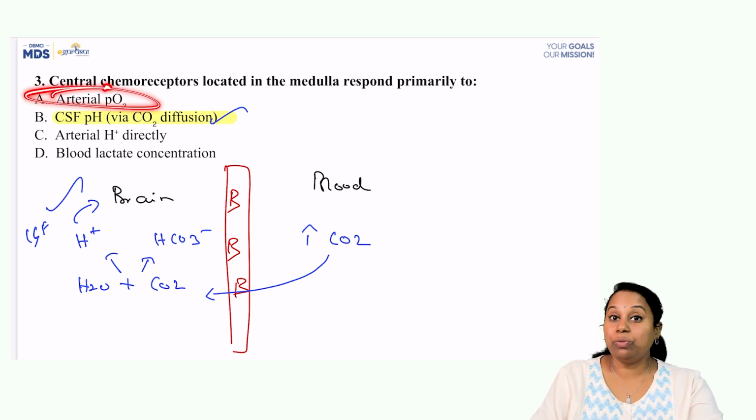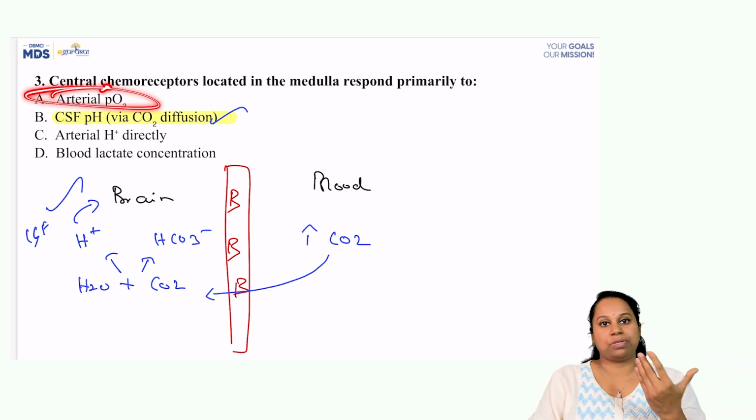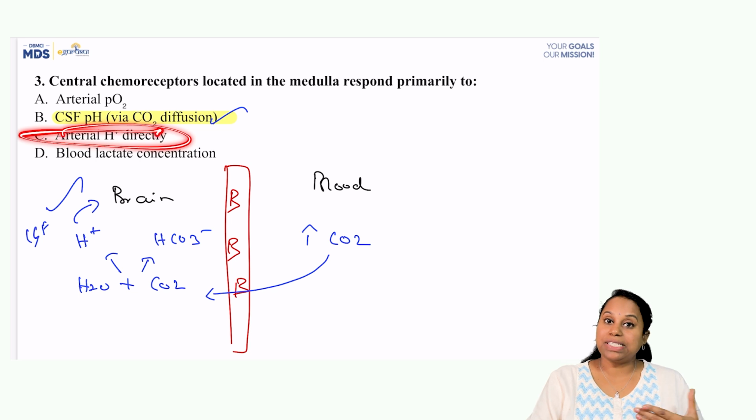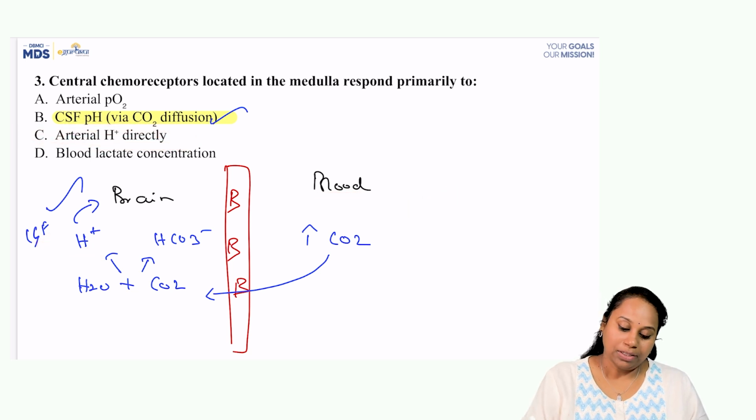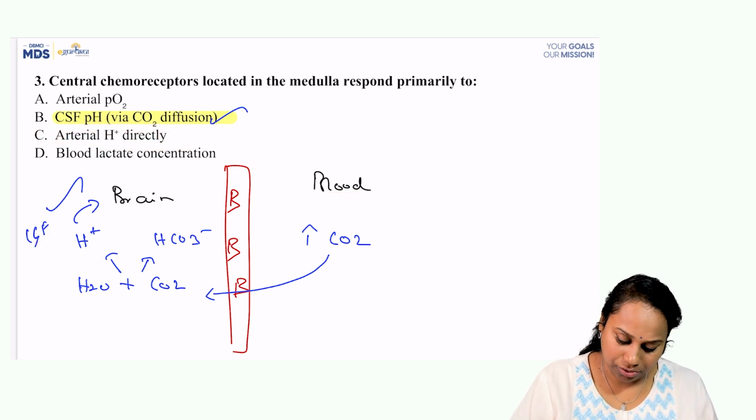Arterial PO2. PO2 is sensed by peripheral chemoreceptors, not central. Arterial H plus directly. It is not the blood or arterial H plus. It is the H plus in CSF, not the arterial H plus. And not the lactate concentration also.